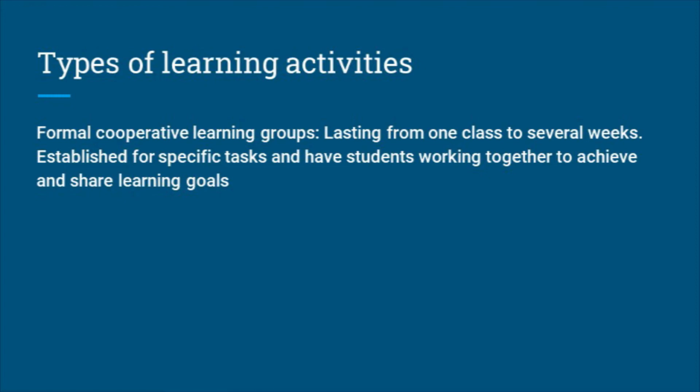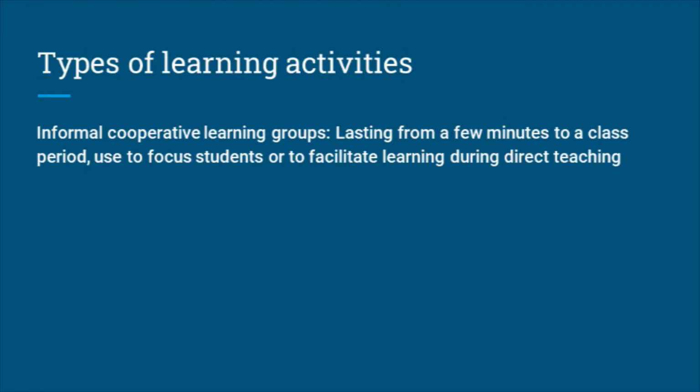There are also the types of learning activities that they will use. First, there are the formal cooperative learning groups. These are lasting groups that will last from one class to several weeks and are established for a specific task, with students working together to reach an objective. The informal cooperative learning groups are a more relaxed kind of group. They will last from one class to a few minutes and are meant to facilitate a learning process directed by the students.